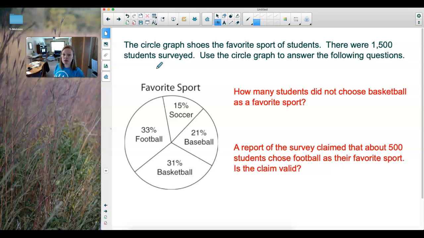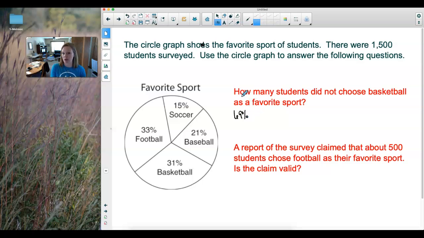So this circle graph shows the favorite sport of students. There were 1,500 students surveyed. Use the circle graph to answer the following questions. How many students did not choose basketball as a favorite sport? Now, we could say that the percent that did not choose basketball is 33 plus 15 plus 21. So 69% did not choose basketball. But that's not what I want to know.